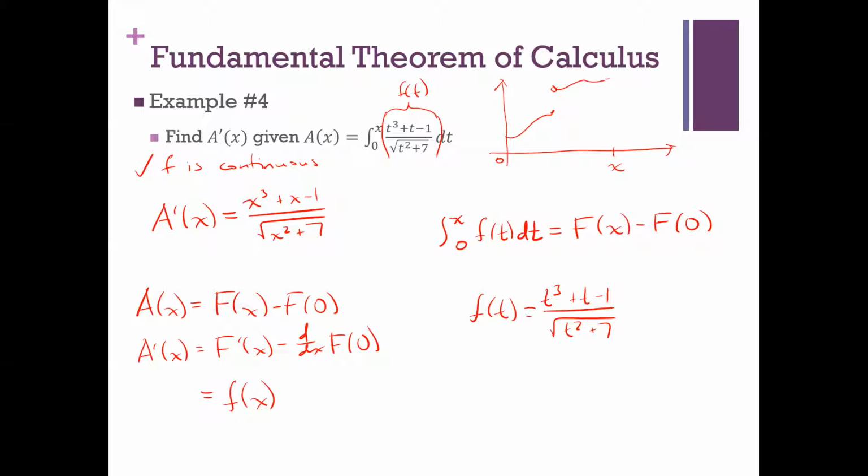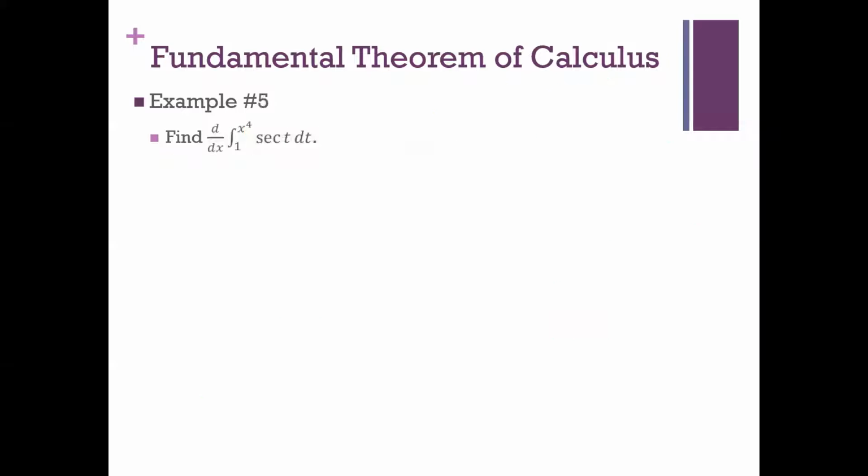Yeah. All right, how about this one here? The derivative of this integral from 1 to x to the 4th of secant of t dt. Is there any difference here from the things we've done?